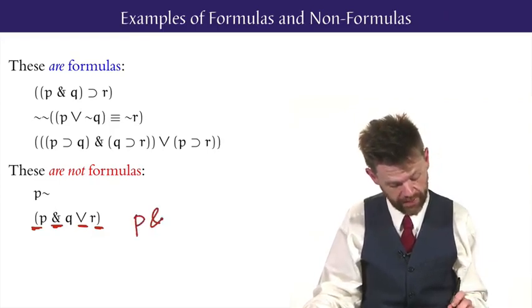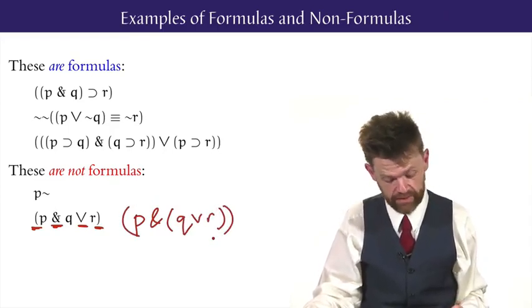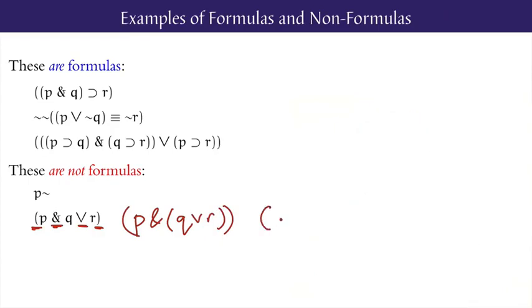We really want those brackets because you could be meaning P and Q or R, which is the conjunction of P and the disjunction Q or R, or you could be meaning P and Q or R, which is the disjunction of P and Q on the one hand, or R on the other. And those two different statements mean two subtly different things. And we want to have a distinction between those two shapes. One of them is the conjunction, one of them is the disjunction. So this thing doesn't count as a formula.